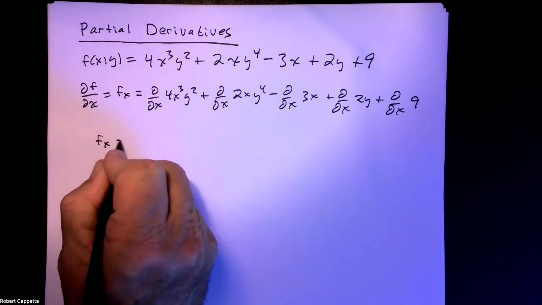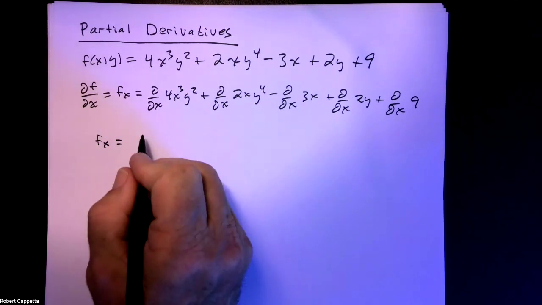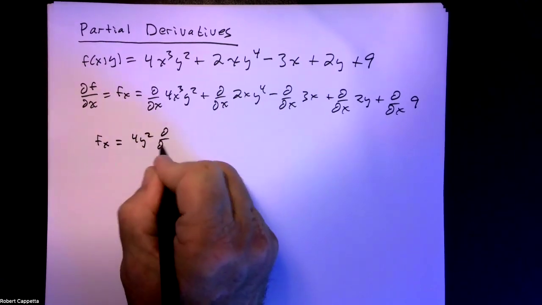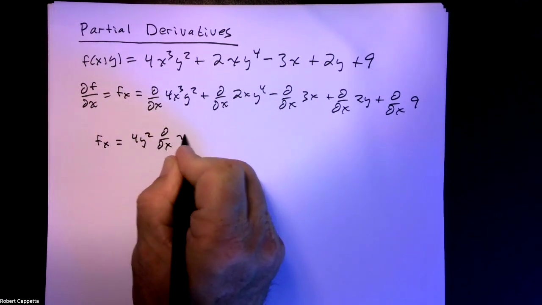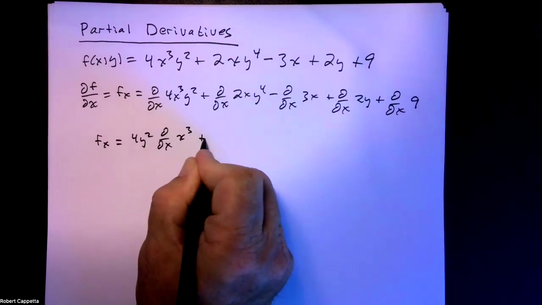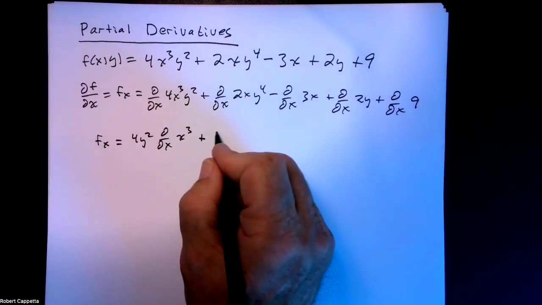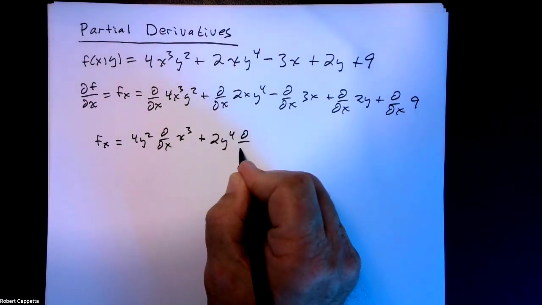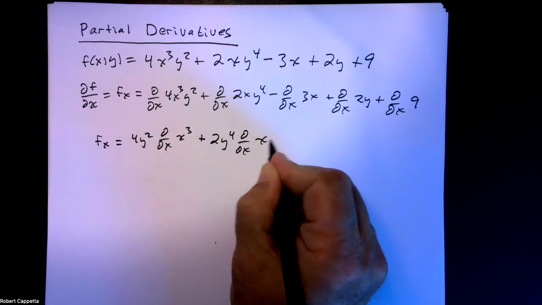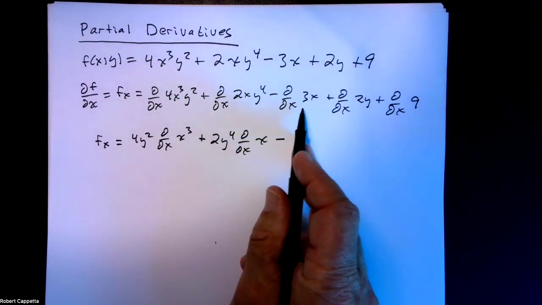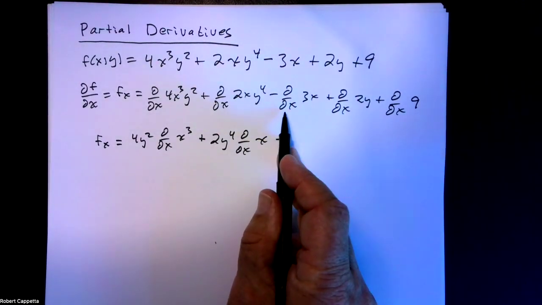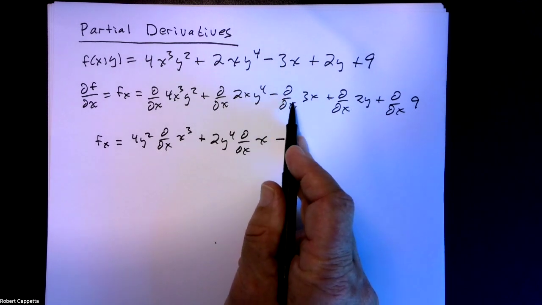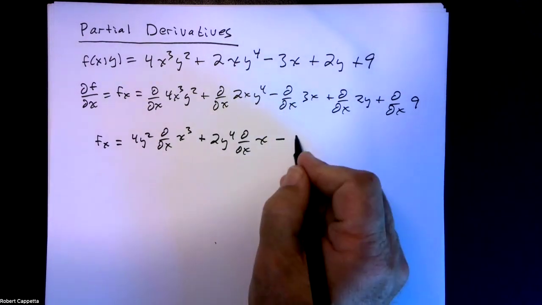So let me stick with this notation this time. So 4y squared comes in front: 4y squared times the partial with respect to x of x cubed, plus here the 2y to the fourth comes out in front, times the partial with respect to x of x. Now here, if you only have a function of x and it's a partial with respect to x, then you just take the regular derivative. So the derivative with respect to x of 3x is 3.